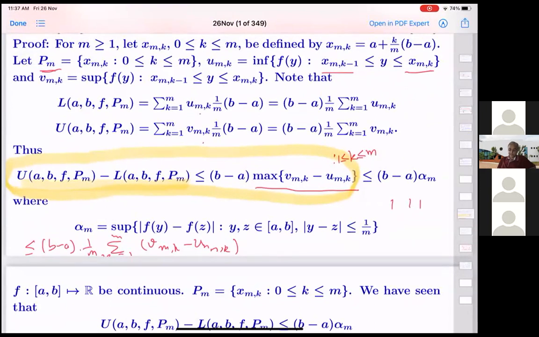Another way of looking at it is, this B minus A is as it is. This is the average of some 20 values. Here is the average of another 20 values. The gap will always be less than or equal to the gap between the corresponding values.